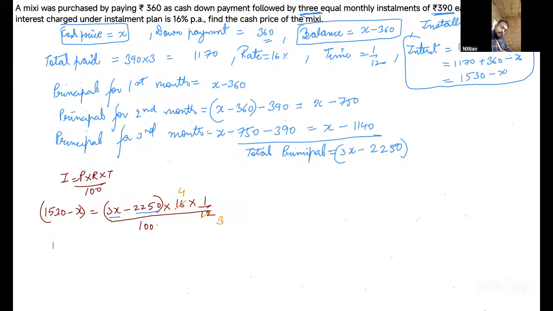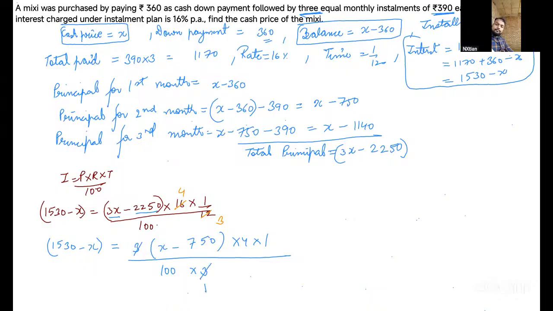How? 1530 minus x is equal to 3 into x minus. Now divide this number by 3. If you divide it, what will you get? 750. Did you understand? If not, please ask me. Okay, now I can simply cut this with this, and I will send this 100 to it.